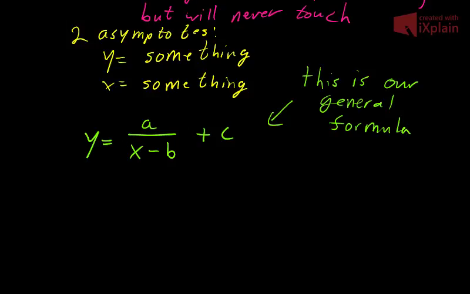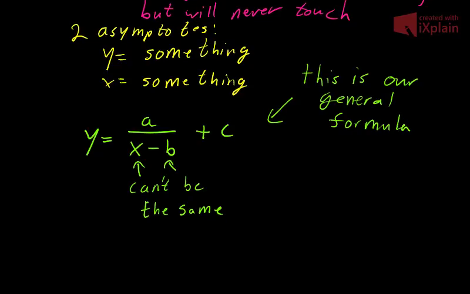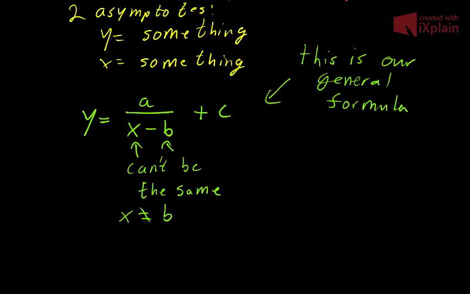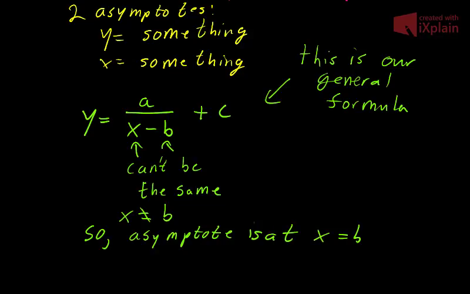So looking at it, we know that if b and x are the same, we have a problem. So these can't be the same, because then I would have x minus b is 0, and I'm doing a divided by 0. I can't do that, and because I can't divide by 0, x cannot equal b. X cannot equal b, which, guess what, is exactly what my asymptote is. It's something that x cannot equal. So my asymptote is at x equals b.